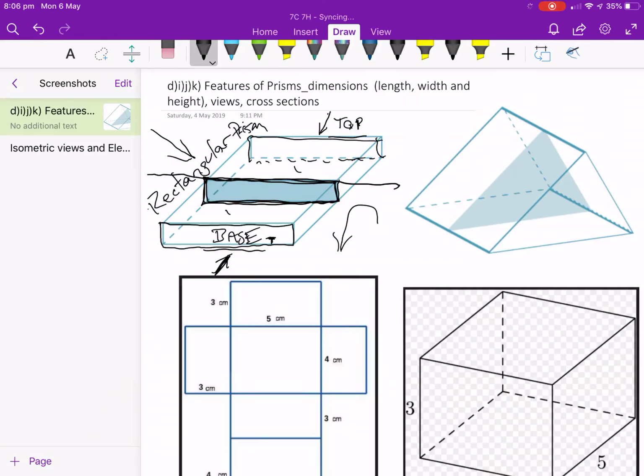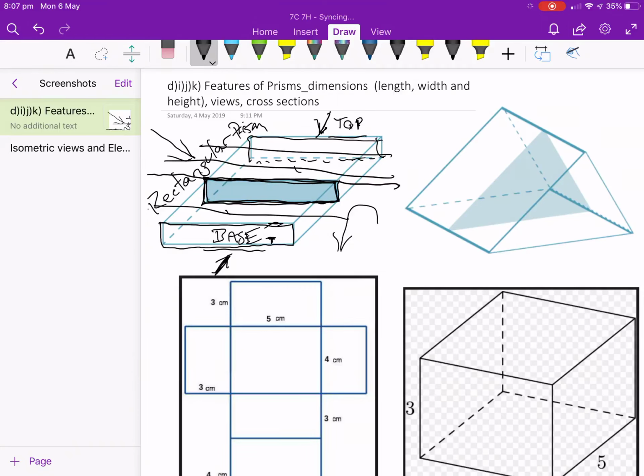The top and the base are parallel to each other. That's another way we can identify prisms. Now I can cut this again and again and again through here, and the top and the base will always be parallel and in that rectangular shape. That's how we know that that's a prism.